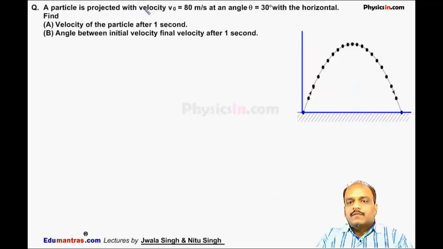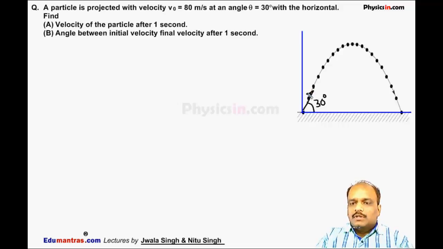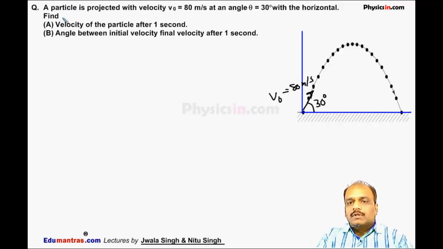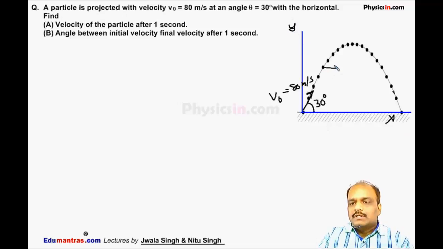A particle is projected with a speed 80 meter per second at an angle of 30 degree. Let this angle be 30 degree. It is projected with some speed V0, that is equal to 80 meter per second. We have to calculate the velocity of the particle after 1 second. Let this be the x-axis, let this be the y-axis. Let the velocity here be vx, and the velocity here be vy.